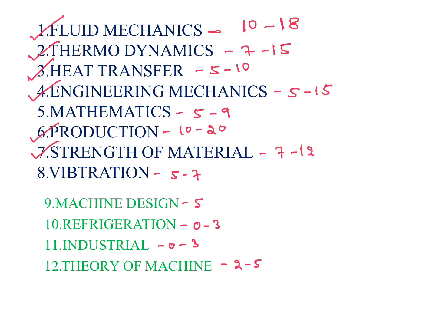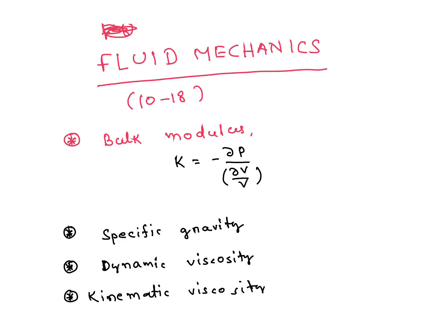Fluid mechanics I will cover, both fluid machines and fluid mechanics. In fluid mechanics and fluid machines we will get around 10 to 18 questions. Here the important things are, first is bulk modulus. It's represented by K, K equals minus dp by dV by V. Here they will ask a problem. Using this formula we have to give the answer.